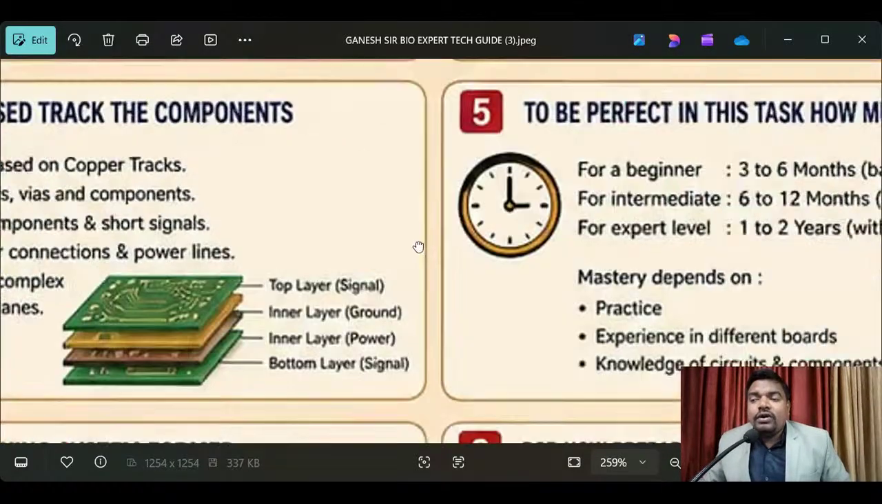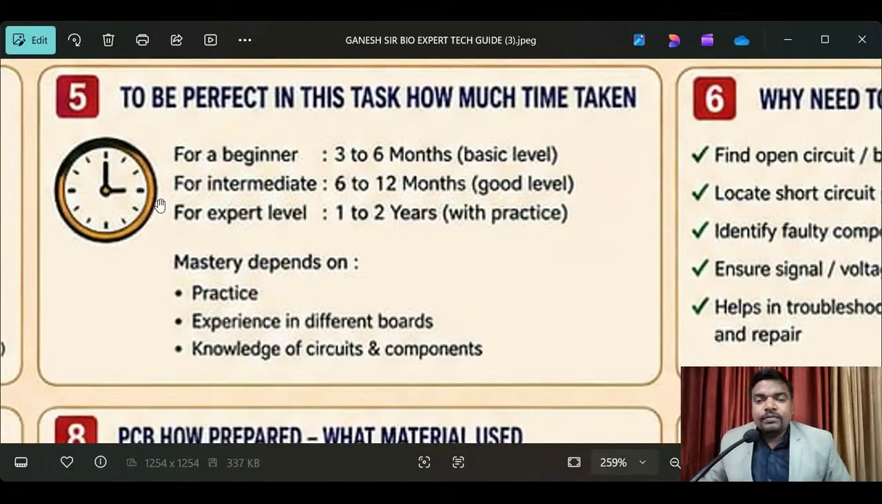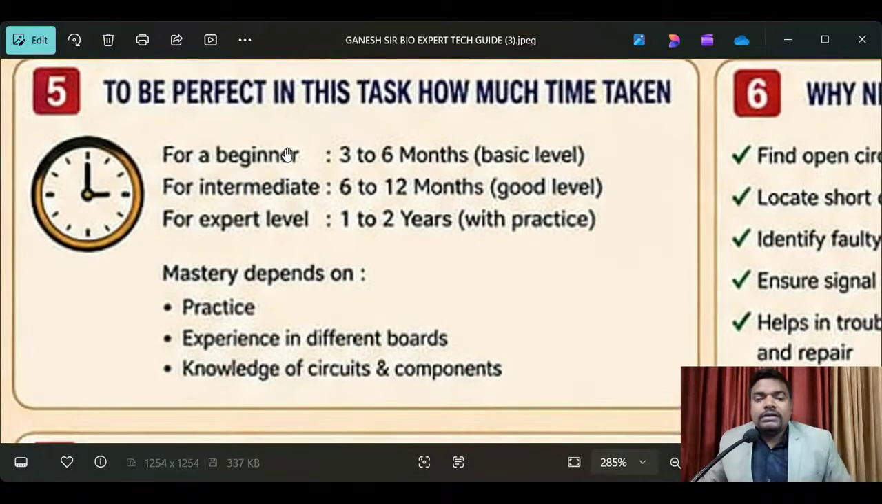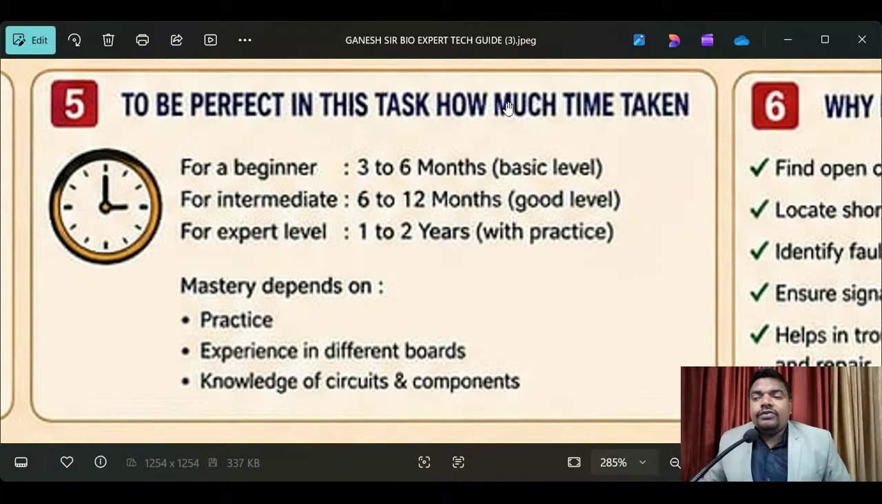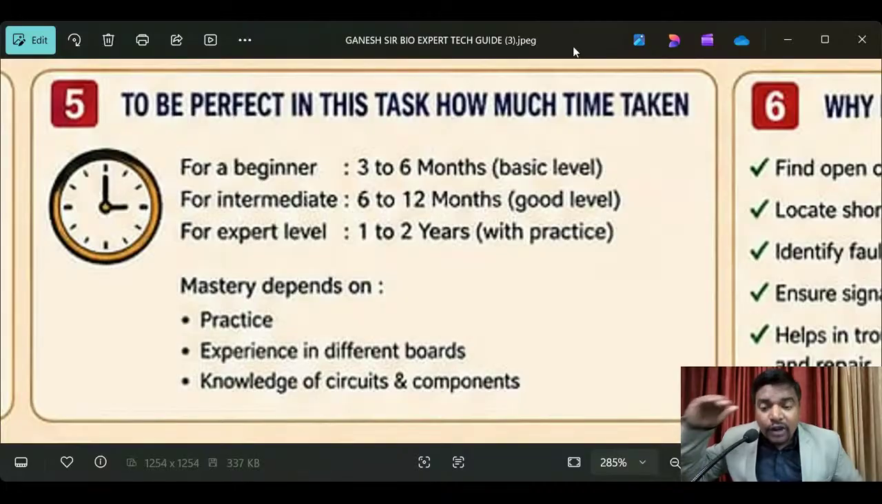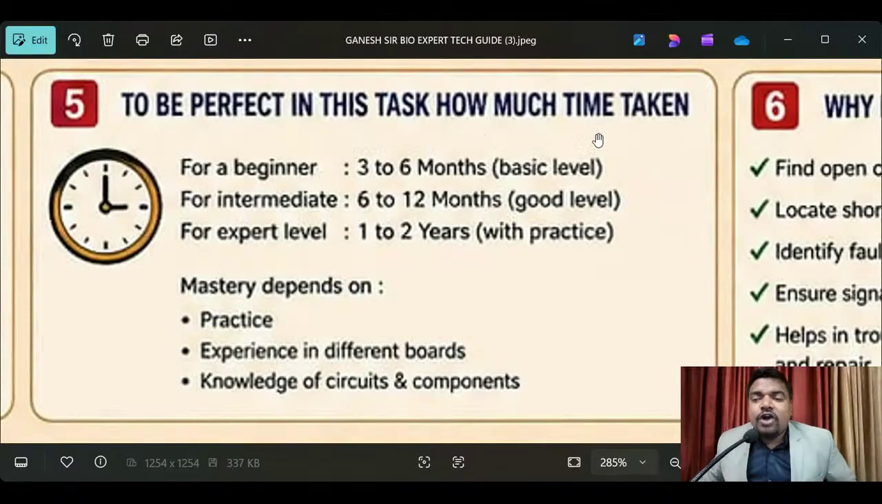Yes, let me go to the fifth point. See here, to be perfect in this task, how much time is taken? Listen carefully, this is very, very important. If you want to become a technical specialist, if you want to become a PCB trace procedure specialist at PCB level in your life, how much time is taken? Just keep watching my presentation, you can get it. To be perfect in this task, how much time is taken?